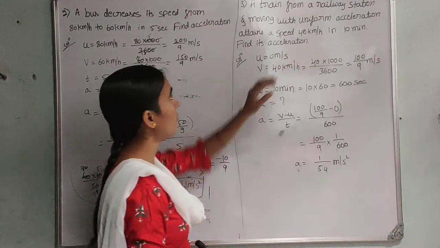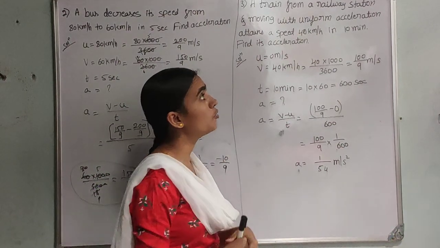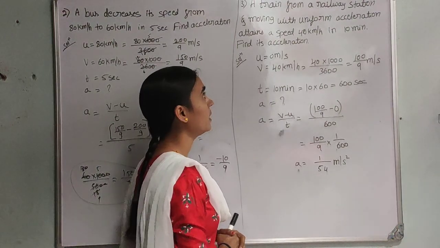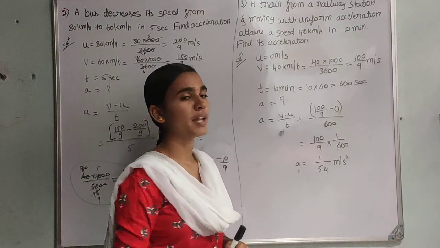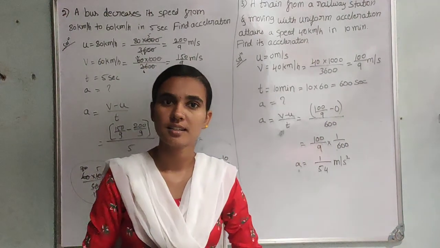So next problem: a train from a railway station, moving with a uniform acceleration, attains a speed of 40 km per hour in 10 minutes. Find its acceleration. So here a train is present in the station.